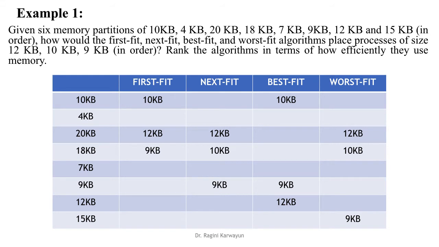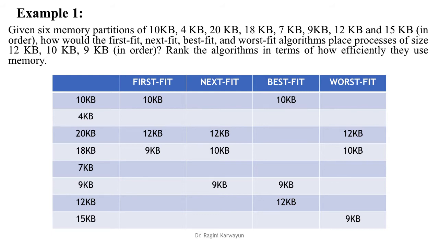Now this is an example to understand the concept. There are 6 memory partitions, and we have written them in the given order. You have to maintain the order given in the question; you cannot change it. So 10 KB, 4 KB, 20 KB, 18, 7, 9, 12 and 15. Now we will see how all 4 schemes allocate the holes to the 3 processes requesting. Again these processes need to be in the same order, 12 KB, 10 KB, 9 KB. So we will start with 12 KB, then 10 KB and 9 KB.